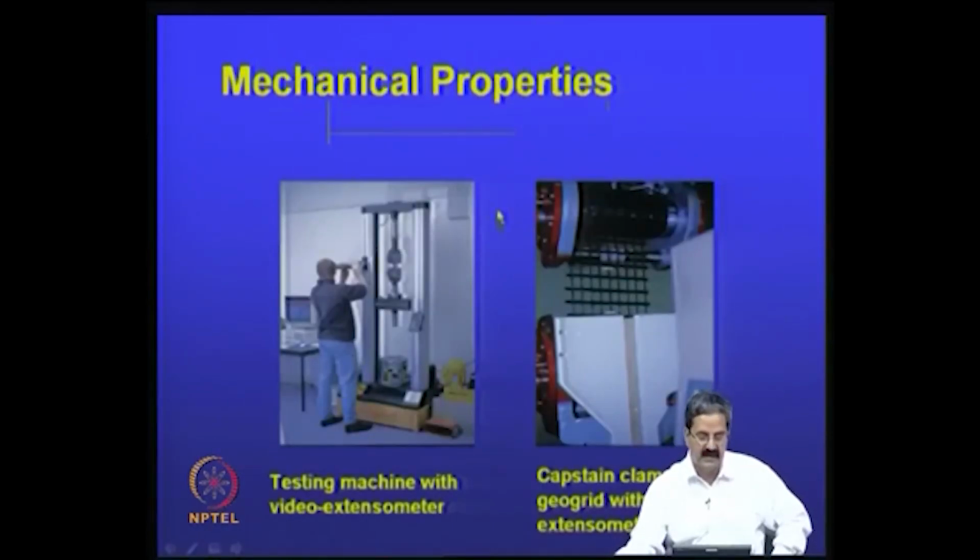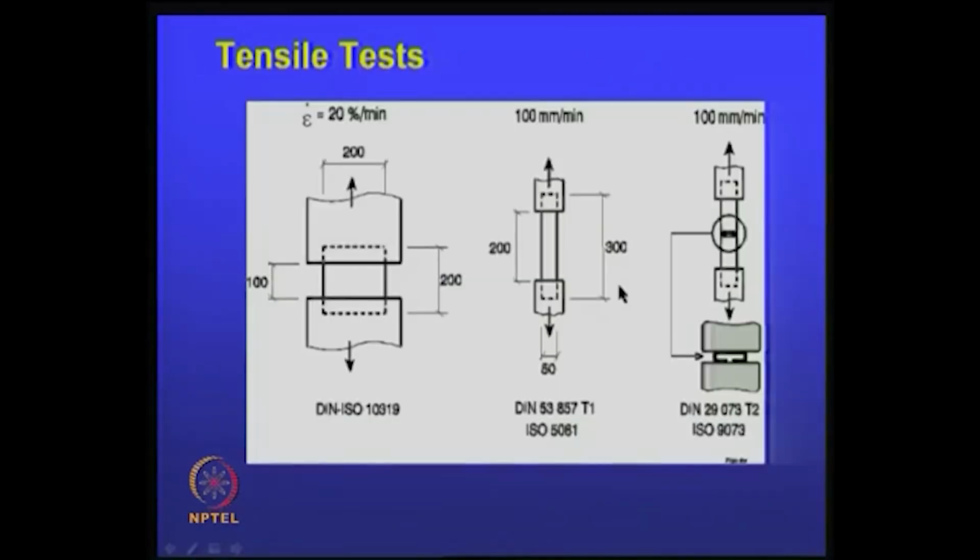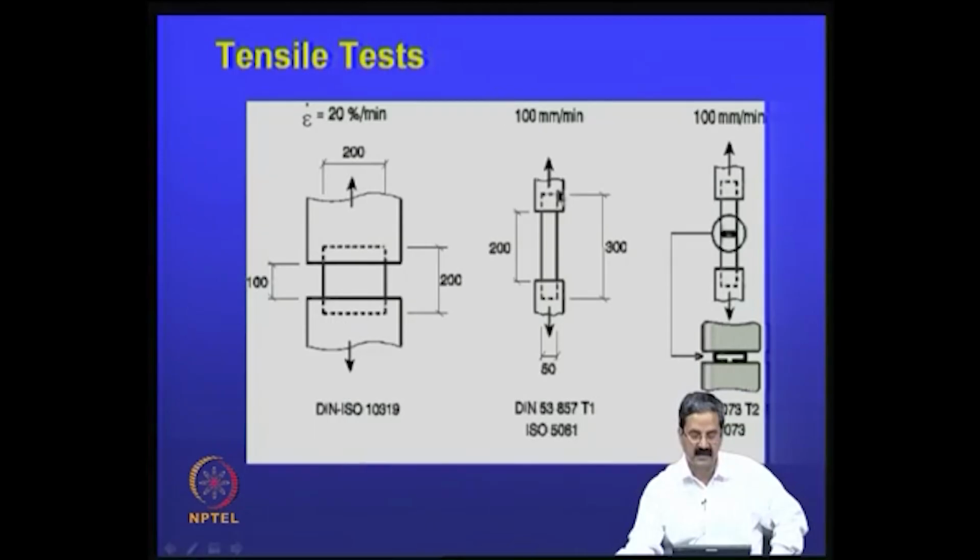Mechanical properties: you can see that this is a material that is being tested, here a geogrid or a geotextile. A testing machine with a video extensometer measures the deformation in the strain using sophisticated equipment such as a video extensometer. Here they are trying to use a laser extensometer. You have a geogrid here, you can see that it is being pulled and they are trying to measure that strain. So, these are all different standards as I just mentioned.